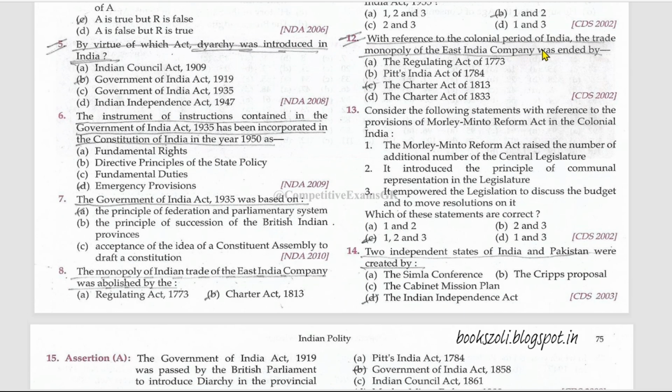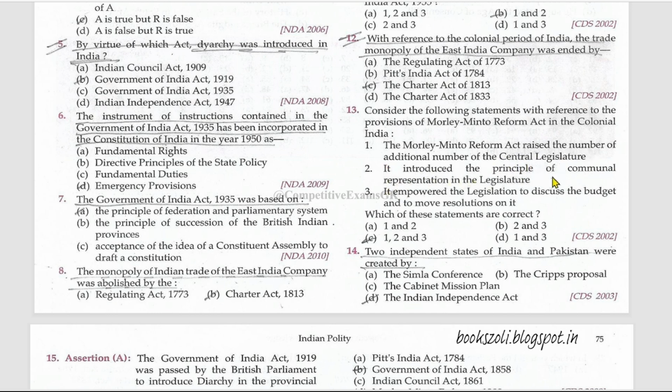With reference to the colonial period of India, the trade monopoly of the East India Company was ended by the Charter Act of 1813. Consider the following statements with reference to the provisions of Parliamentary Reform Act in the colonial India. Which of these three are true? The Parliamentary Reform Act raised the additional number of central legislature.